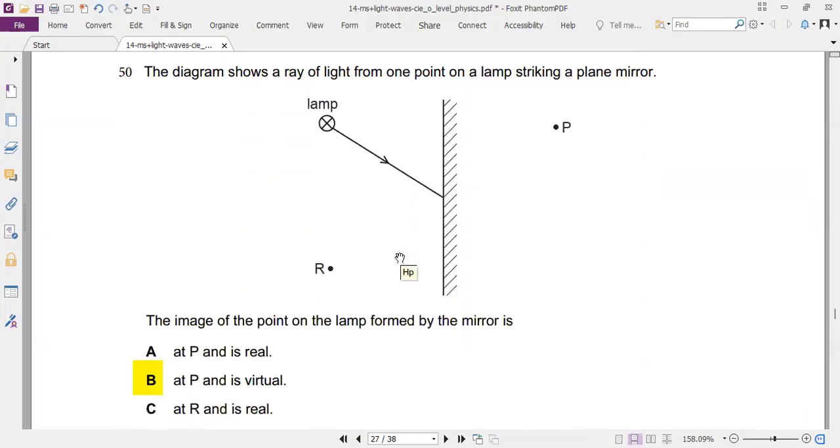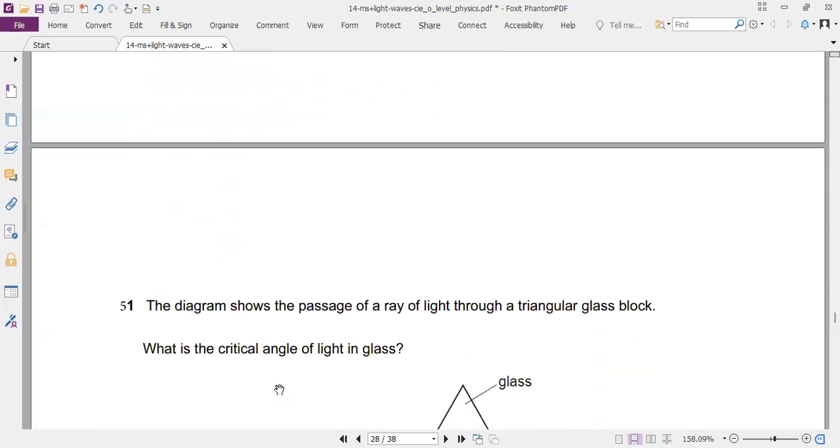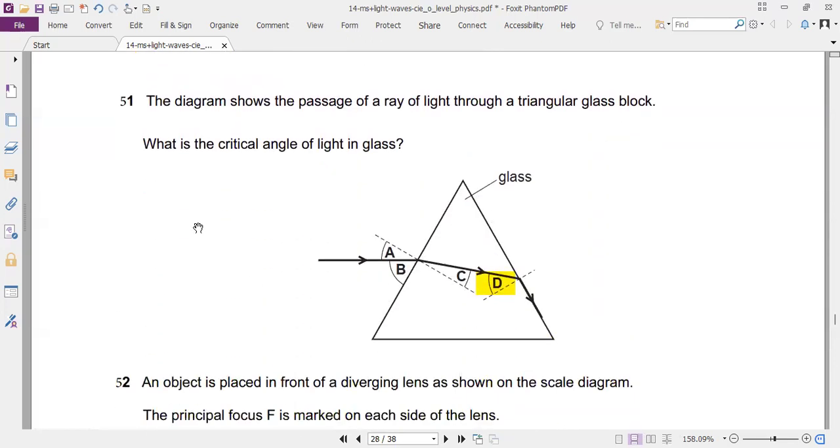Number 50, the image will be at P and it will be virtual. We should know this from our knowledge. Critical angle of the light in the glass. Again, it is TIR here. It is not TIR, sorry, it is making 90 degrees. So D will be the critical angle.